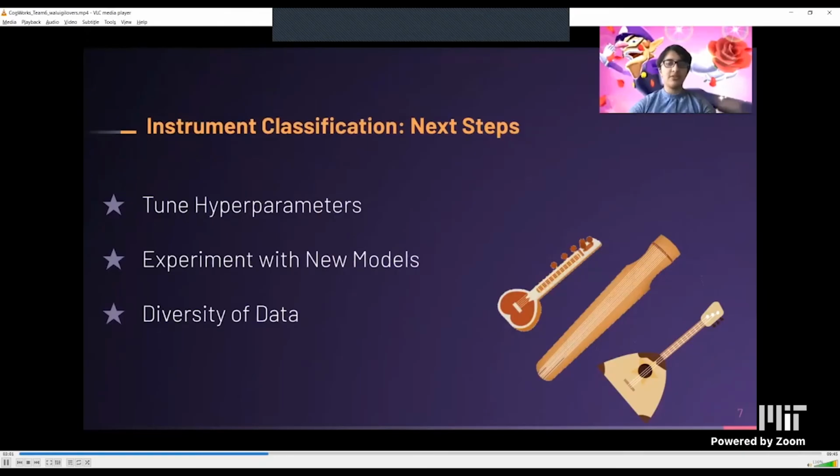Along with exploring the different models and tuning hyperparameters further to increase the accuracy, one future extension of this project that can and should be explored is the classification of non-European instruments, so that instrumental music from all over the world is studied and preserved in the form of digital data.